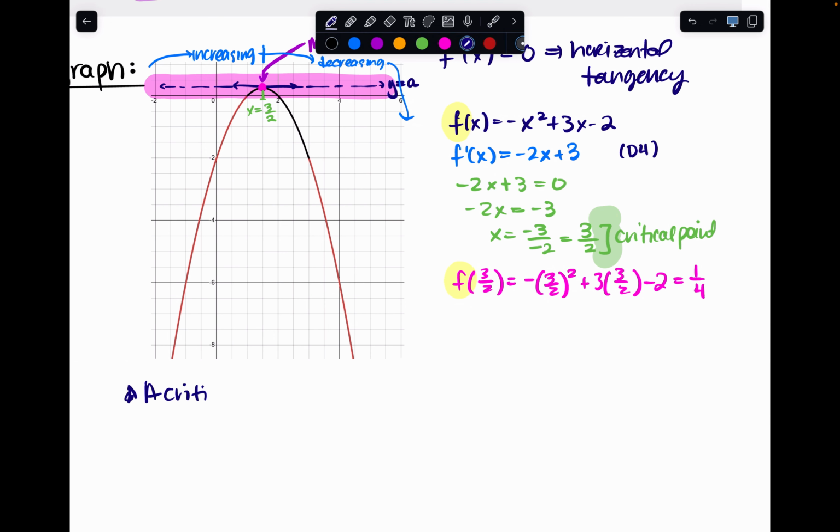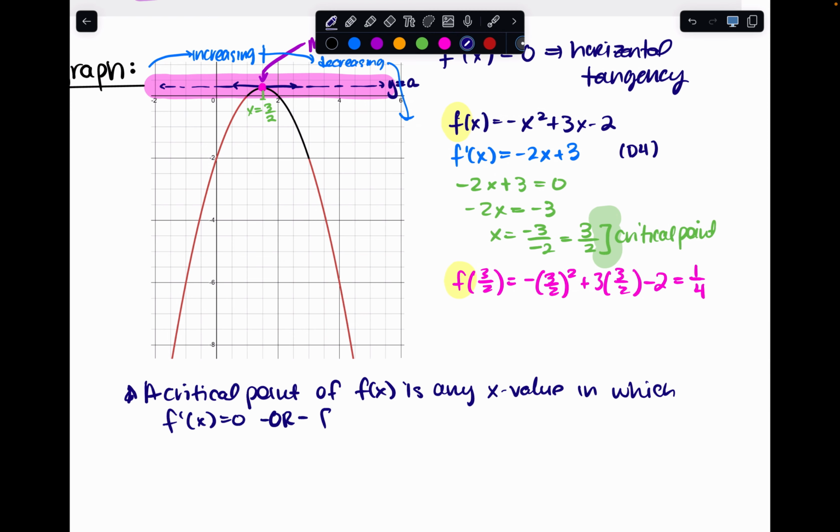A critical point of f of x is any x value in which f prime of x equals 0, or, and this is very important, f prime of x is undefined. So to find critical points, take the derivative of the function, evaluate the function for f prime equals 0, so find those x values, and also pay attention to points where f prime is undefined. We're going to see that in example B.